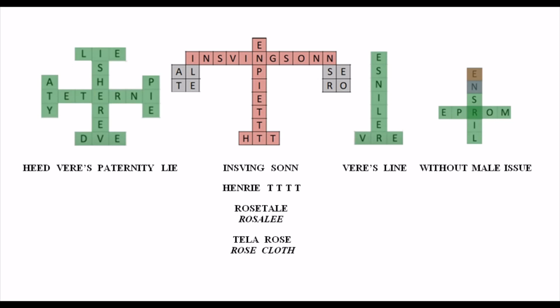So if Wriothesley was Edward de Vere's illegitimate son and Henry de Vere was Wriothesley's son, then Edward de Vere is without male issue. He has a son he can't recognize, Henry Wriothesley, and a son, Henry de Vere, fathered by another man. If this is all true, then Vere's paternity lie is that his line is illegitimate. Therefore, he's without male issue.